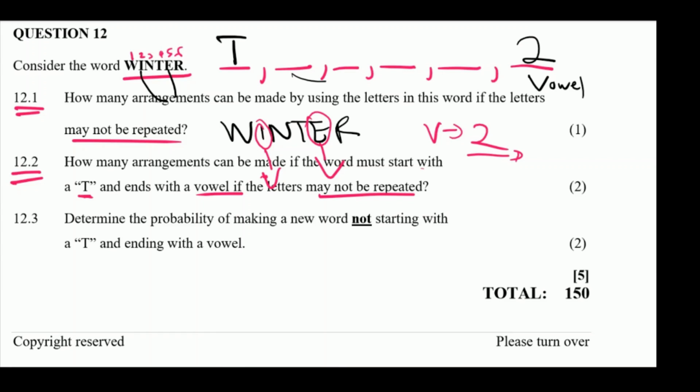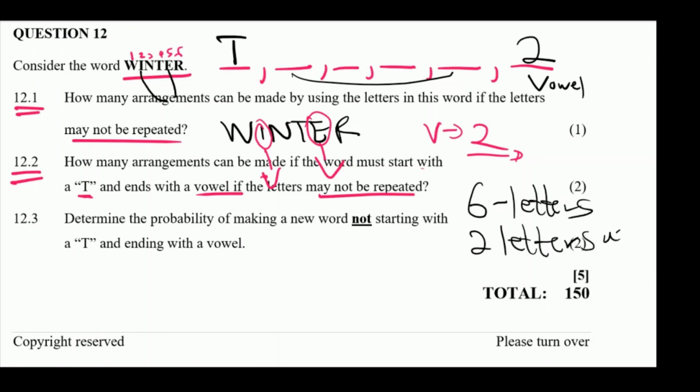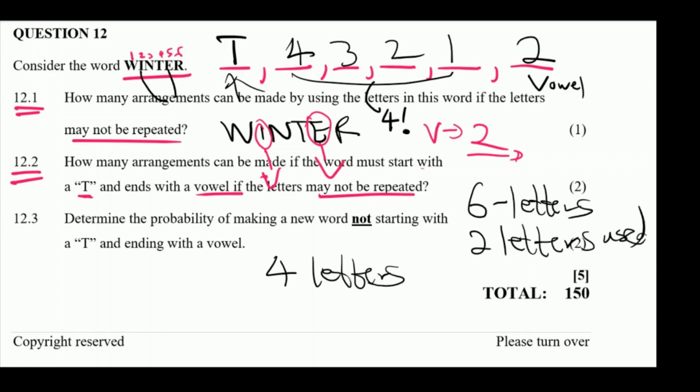And then what remains here is, since we have 6 letters and we used the first letter and the last letter, we'll remain with 4 letters, right? So meaning that it's just going to be 4 factorial. It's going to be 4 factorial here. So the other letters will just be arranged in any form differently, right? So it's going to be 4, 3, 2, 1, 4 factorial.